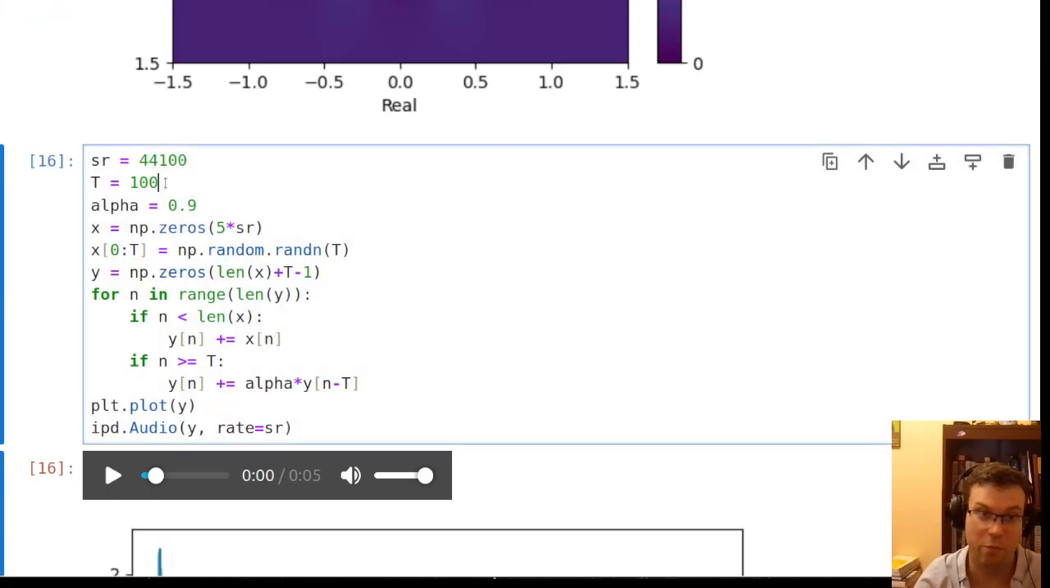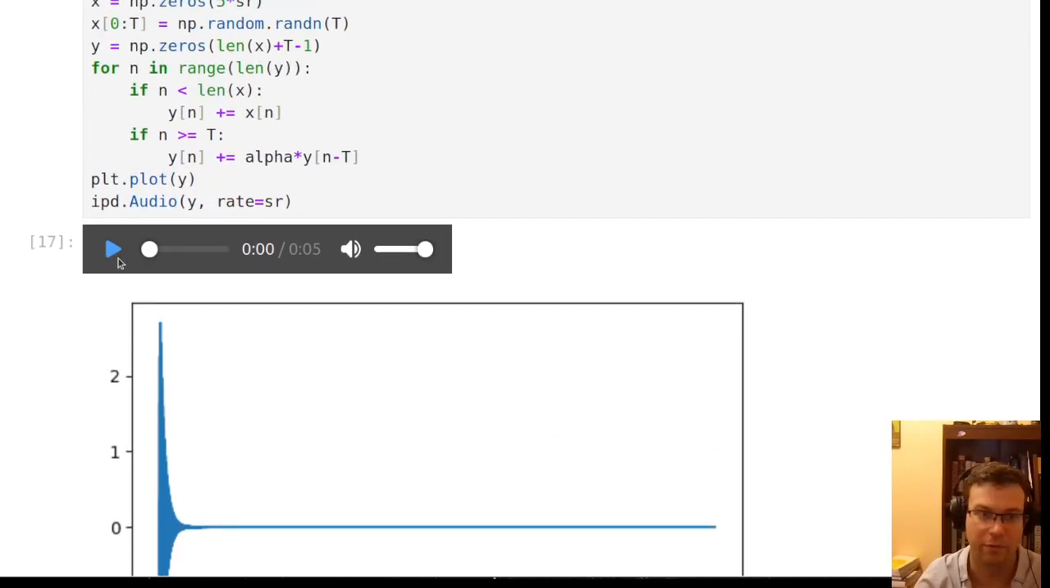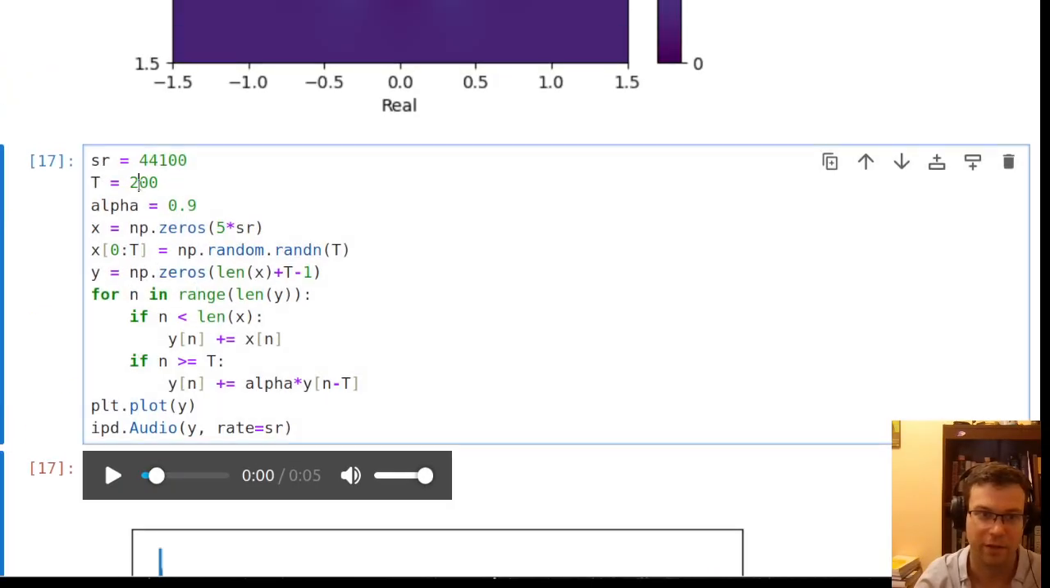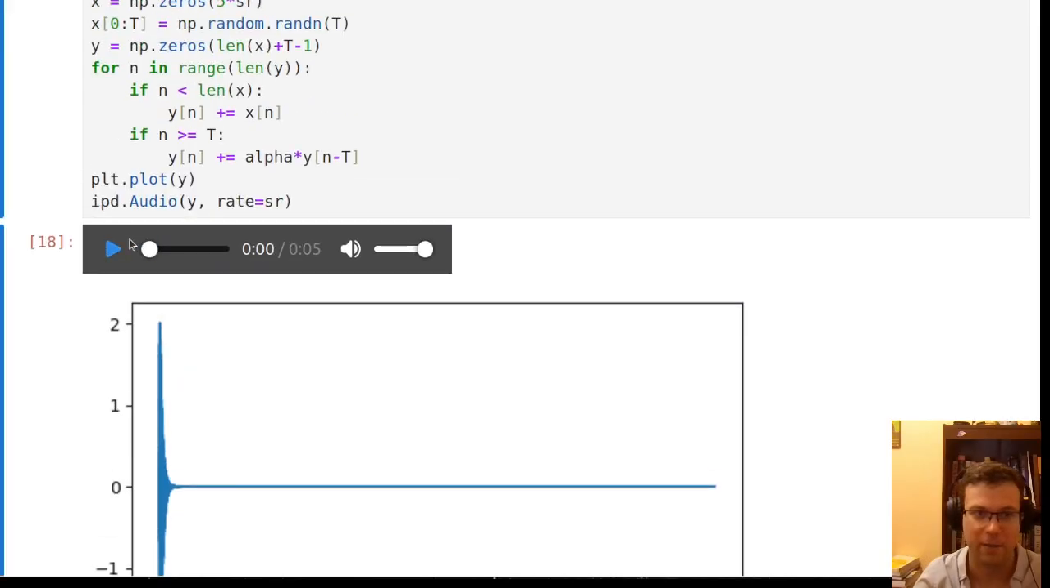But then, yeah, we get the note based on what the delay is. So if I made this delay longer, I would get a lower note. So that's an octave lower there. So there you got your simple pluck strings.